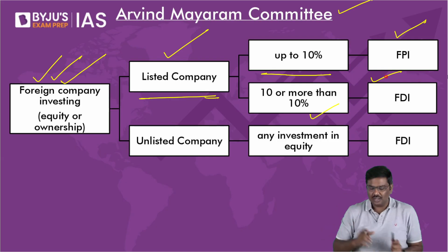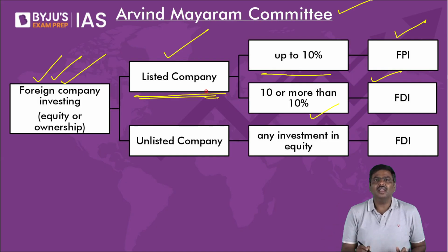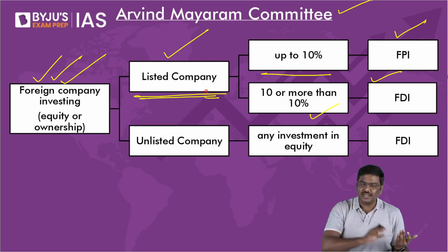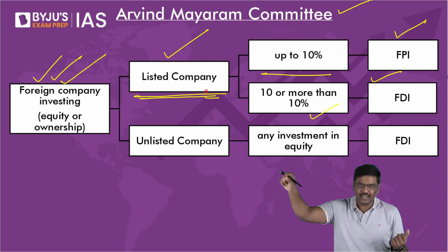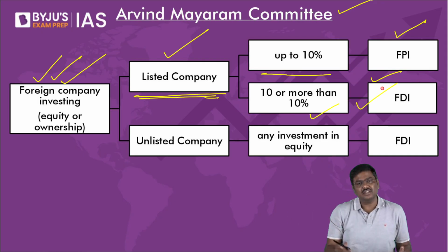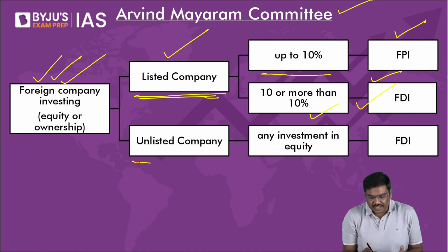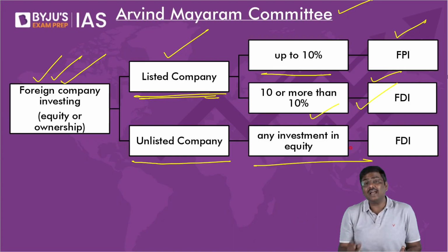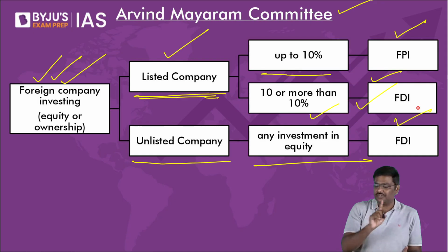So in a listed company, if a foreign company brings money and purchases less than 10%, we'll classify this as FPI. If it is 10% or more, we'll classify this as FDI. Whereas in case of an unlisted company, any amount of investment in equity will simply be classified as FDI.